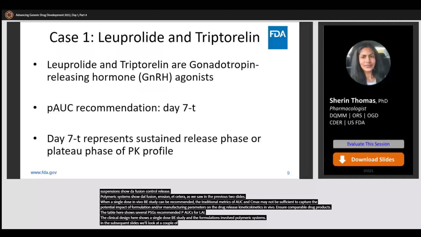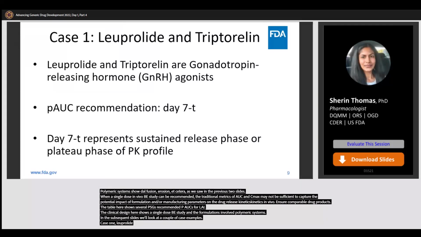Case 1 is leuprolide and triptorelin. Leuprolide and triptorelin are gonadotropin-releasing hormone agonists. The partial AUC recommendation is for day 7 to T. Day 7 to T represents the sustained release phase or plateau phase of the PK profile.